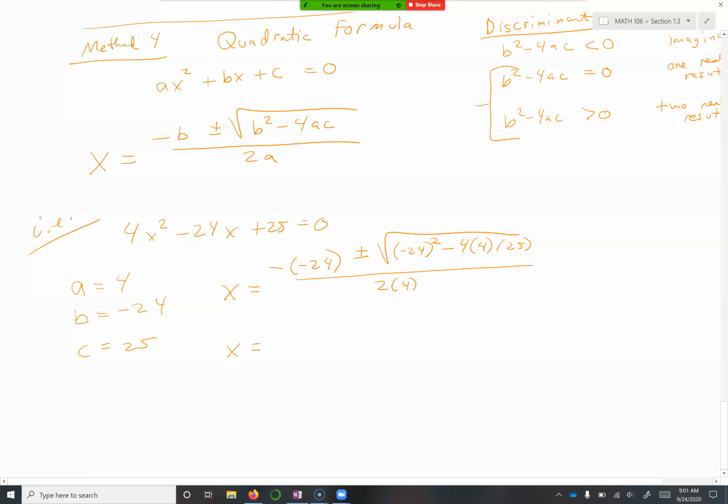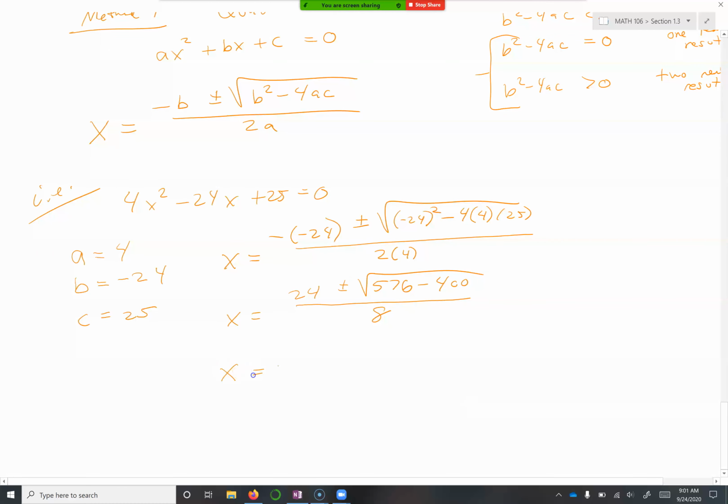And again, it just becomes an arithmetic problem here. So this first term, negative 24, becomes a positive 24. Now we're going to have some numbers to work with. I don't know what 24 squared is off the top of my head. It's 576. But again, you can have a calculator. And then we're going to do 25 times 4 times 4. That's 400, so minus 400 all over 8. All right, so far so good. So 24 plus or minus, so 576 minus 400 is 176.